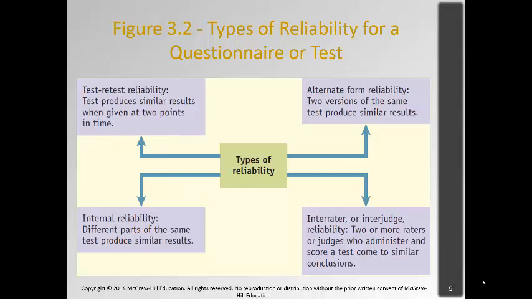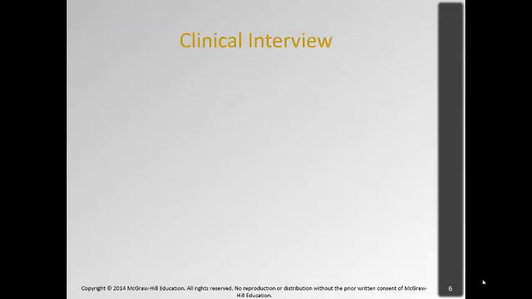So we often have people evaluated by one or more than one person, especially when making high stakes decisions. For example, the decision to civilly commit a sex offender. We often have two clinicians who evaluate the individual, but we'd want them to come to similar conclusions if they're doing tests in the same way. Internal reliability is that different parts of the same test produce similar results, and this is a statistical measure to make sure that the questions are targeting a similar construct.